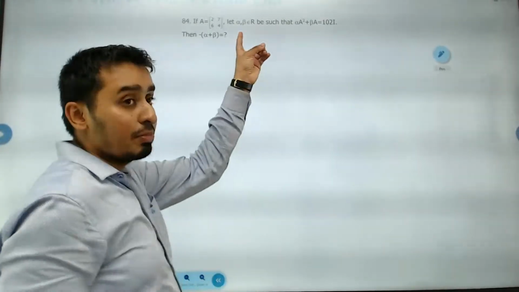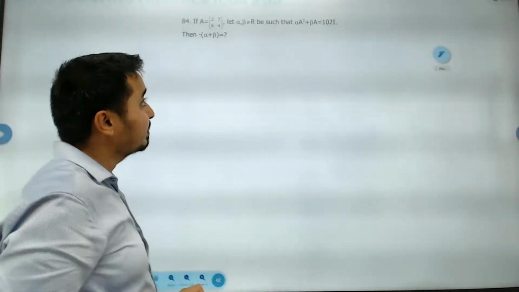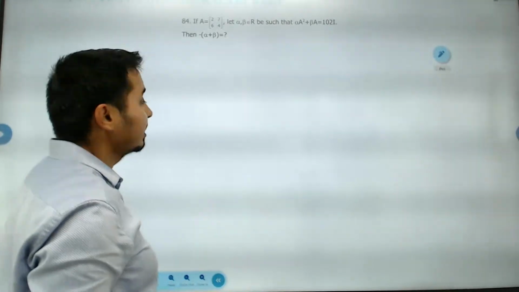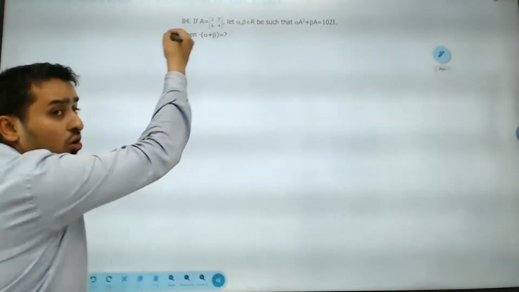If A is [[2, 6], [7, 4]] and let alpha, beta belong to R such that alpha A square plus beta A is 102I, where I is the identity matrix, then what is minus of alpha plus beta? So again, this is an order 2 matrix.